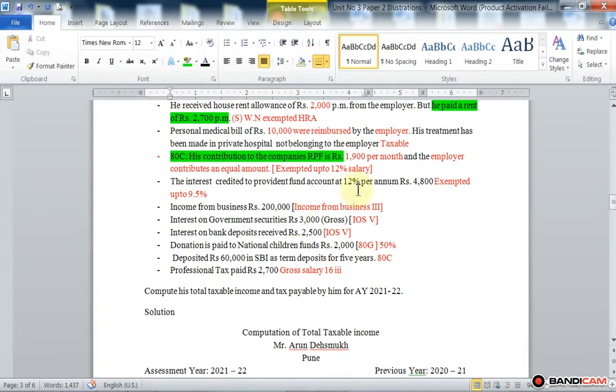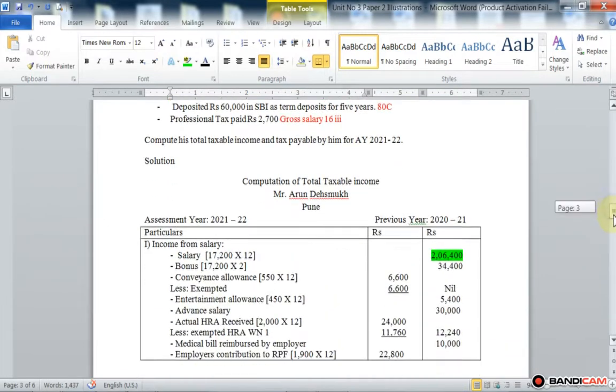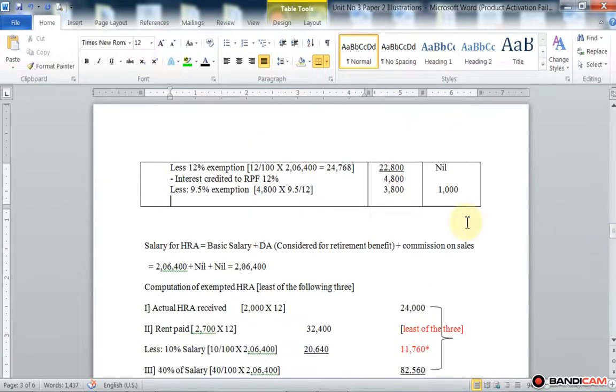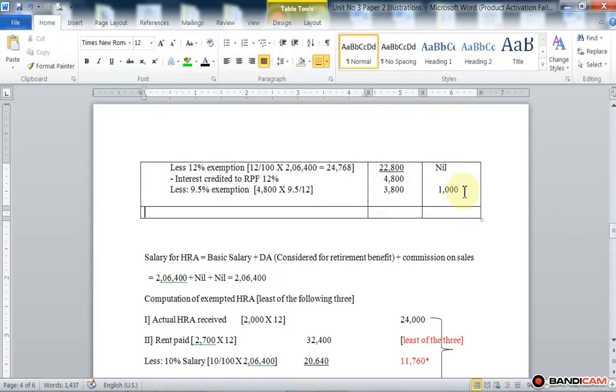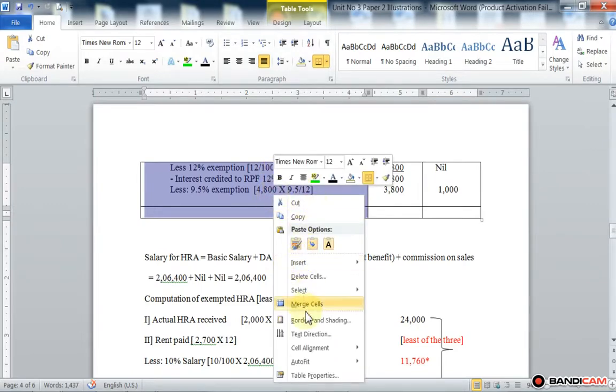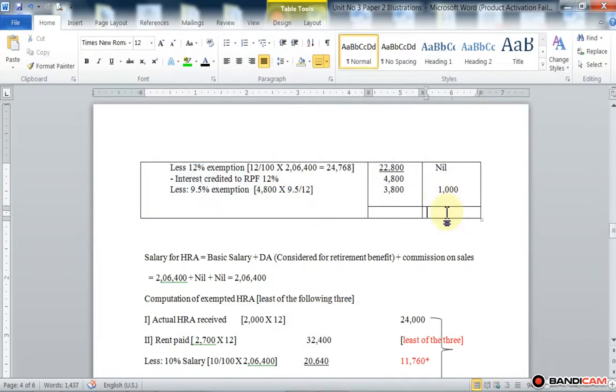Here it is income from business, so it is considered under the head of income from business. So here we consider all income under its head of income. Now we make the total of the outer column, and the total is equal to 2,99,440. That total is called gross salary.